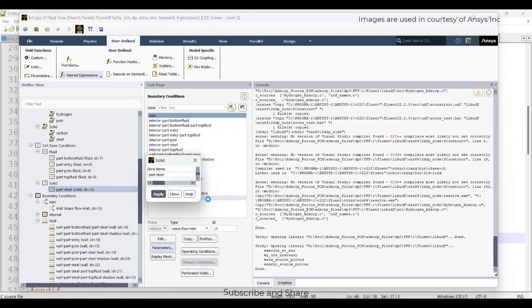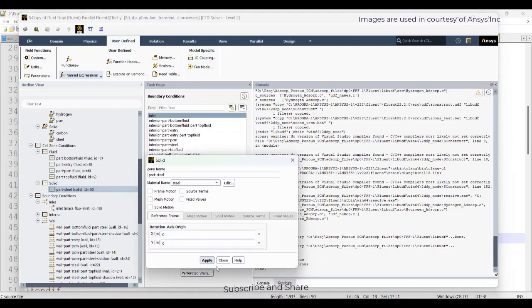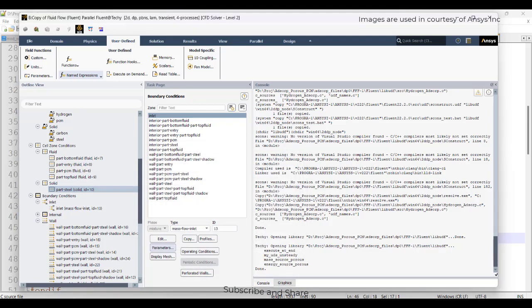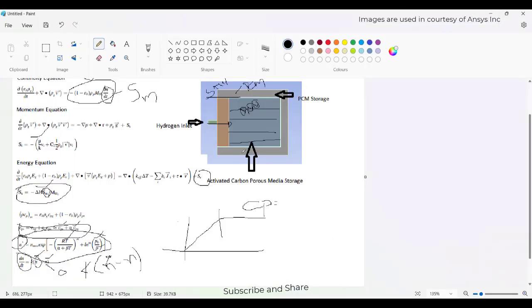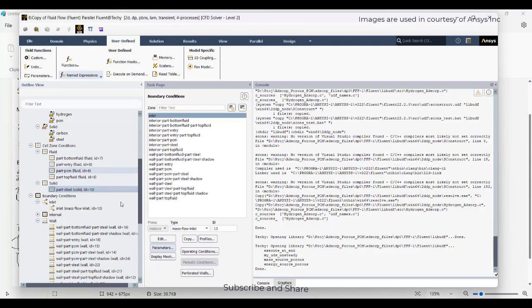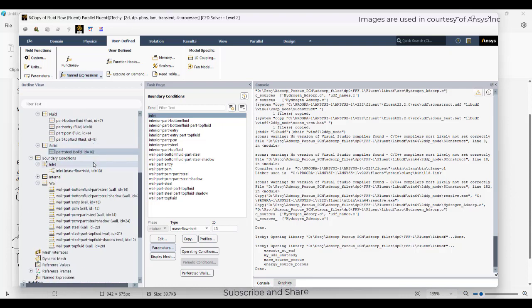The part with the steel, or the thin liner, should be steel. What I have shown on the screen, this part should be steel, and that has been given here as steel. So you have taken that here.